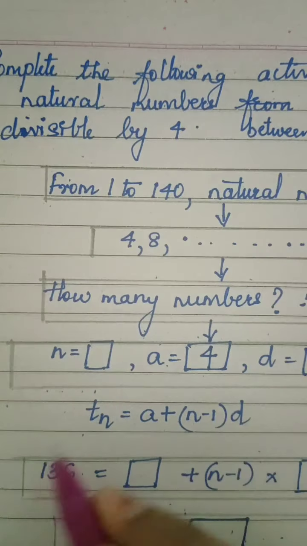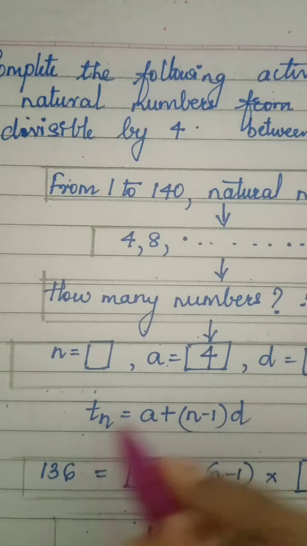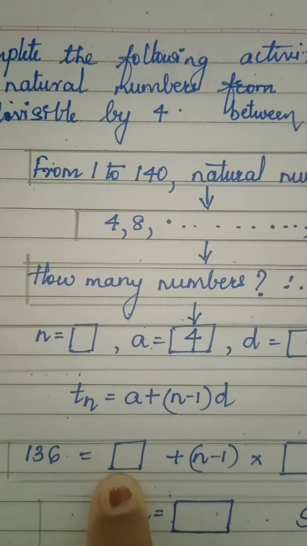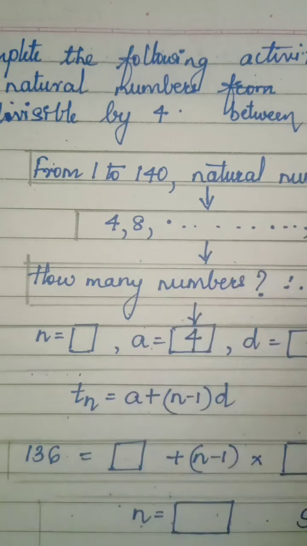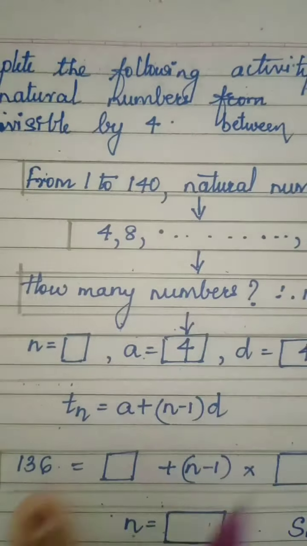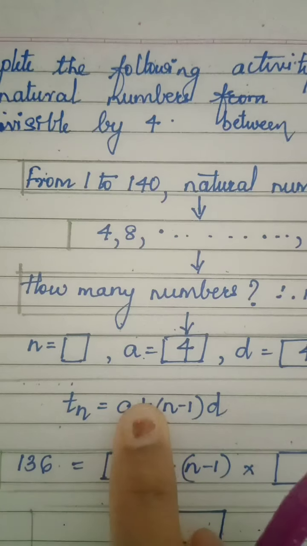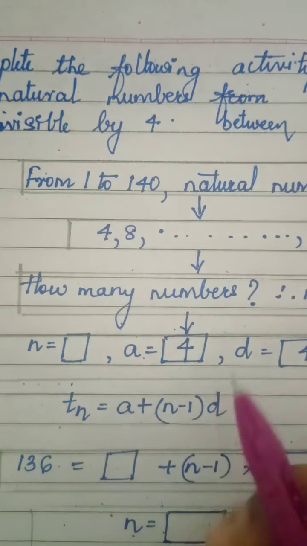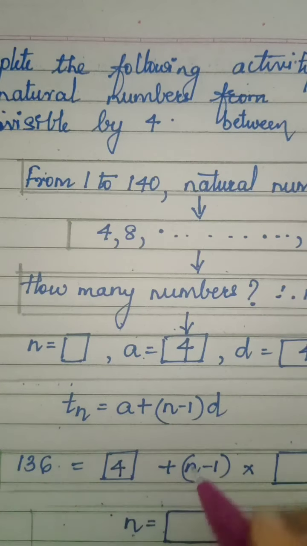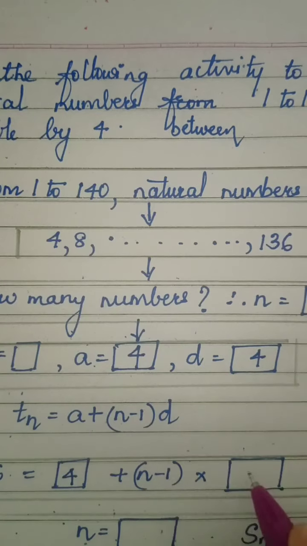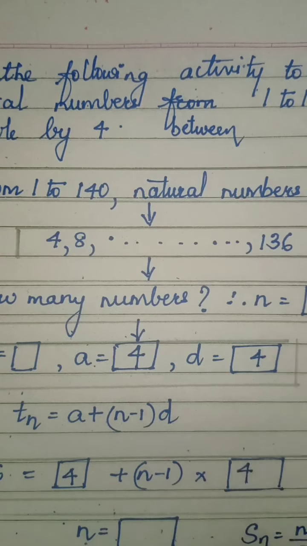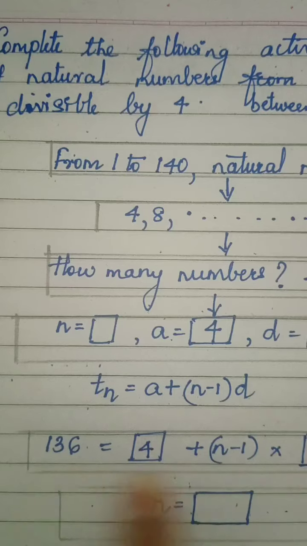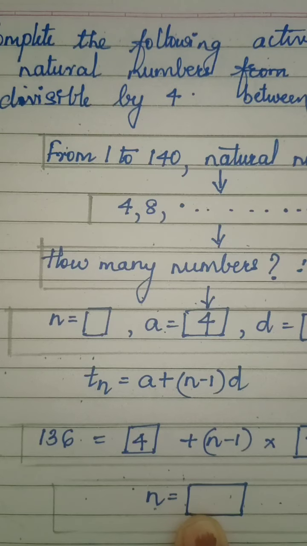Now formula they have given us. Use this formula and write what will come in this box. Obviously, nth term, Tn, last term here is 136. So 136 is equal to A. A means the first term. First term is 4 plus n minus 1 into box, that is D. D is also 4. Okay, children. Now let us work on this and write down how much you are getting n.